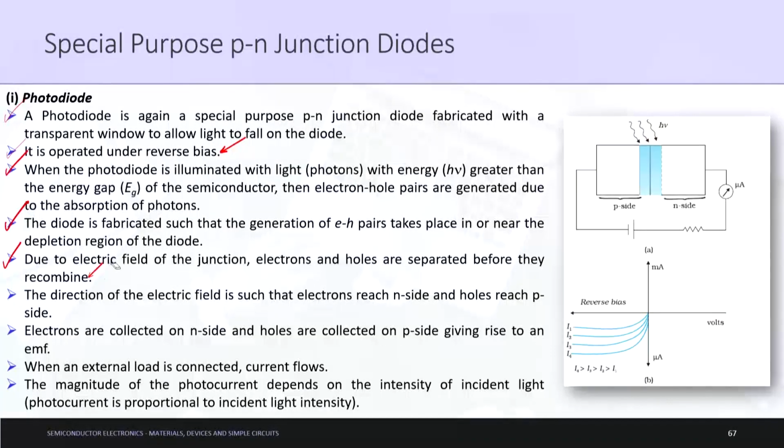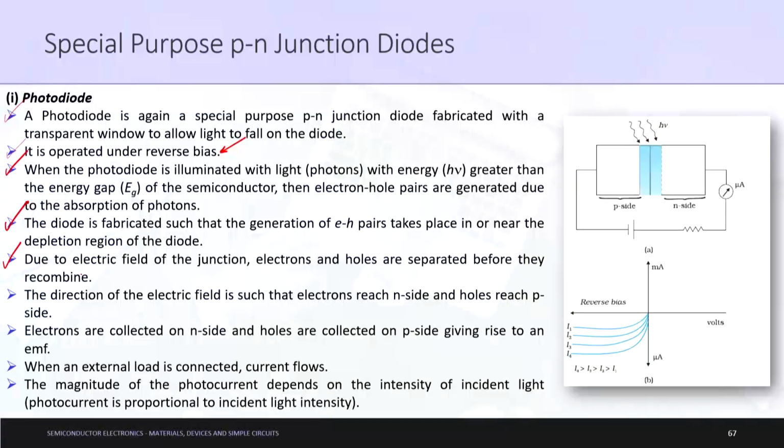So, due to the electric field of the junction, the electrons and holes are separated before they recombine. It is quite evident that if there is a positive charge and a negative charge, they will try to recombine, but because of the electric field near the depletion region, it is very difficult for them to recombine. Basically they do not recombine. The direction of the electric field is such that the electrons reach the n side, and similarly the holes reach the p side.